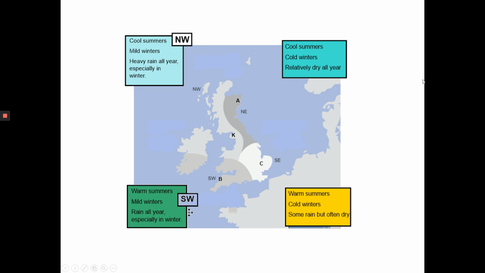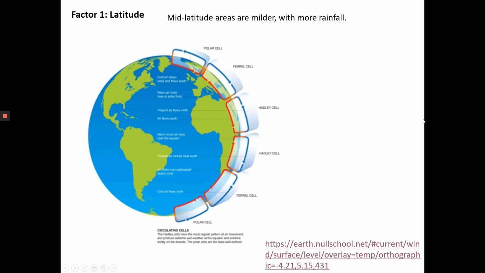Now what we're going to do is look at why that is, because there's 5 factors that influence the UK's climate. So the first one is to do with latitude. Latitude, as hopefully you remember from lower down in the school, is how far you are north or south of the equator. And the UK is in what we call the mid-latitudes. So the mid-latitudes is kind of this band here. So you're not down near the equator, which would be low latitudes, but you're also not up near the poles, which is the high latitudes.